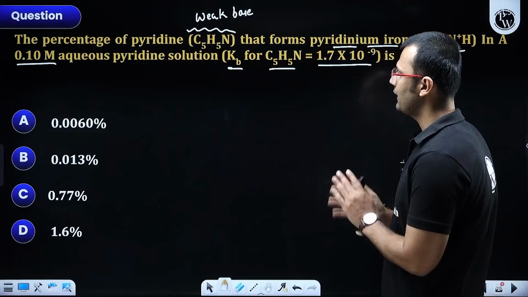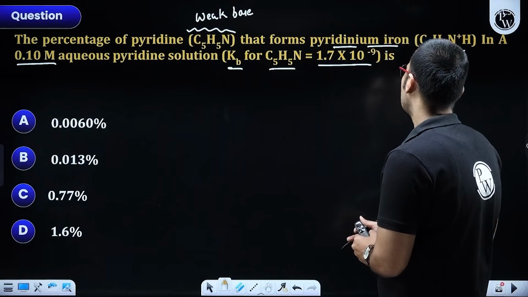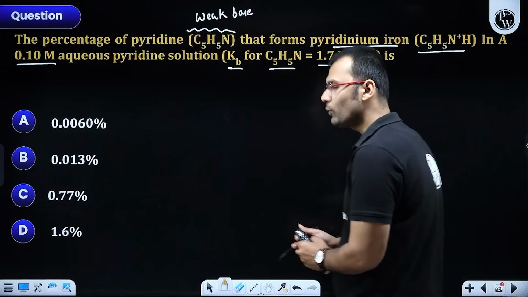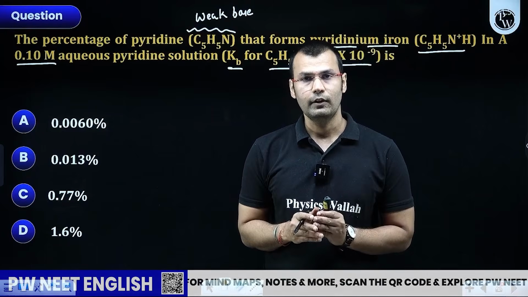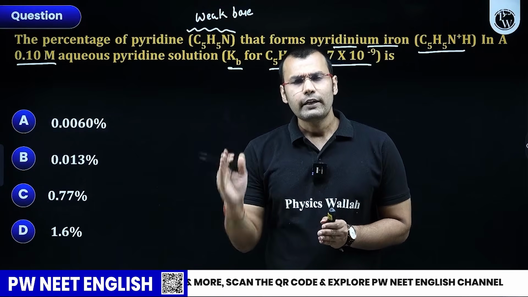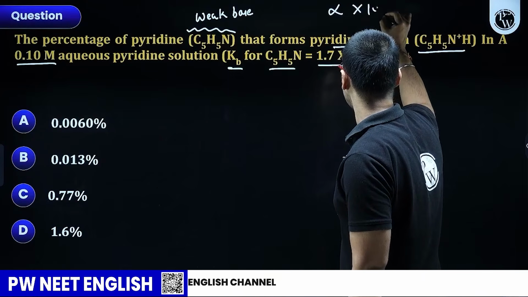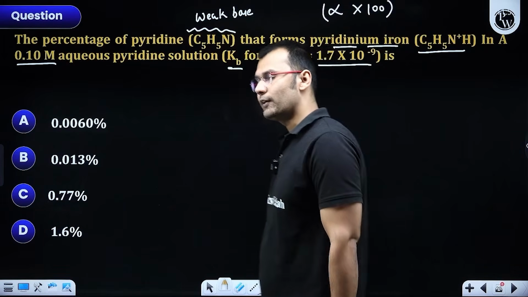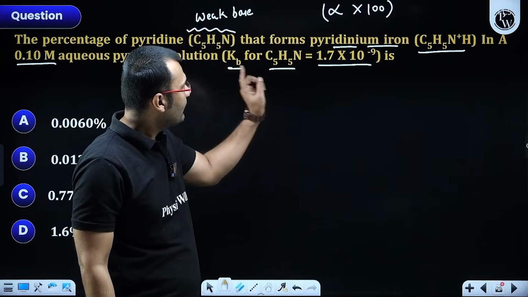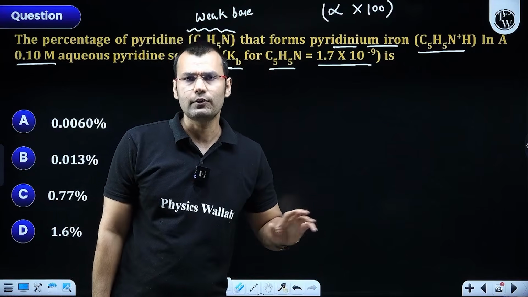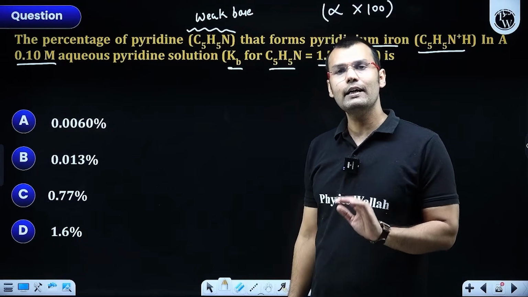If you read the question carefully, they are asking about the percentage of pyridine that forms pyridinium ion, right? Means they are basically asking about percentage dissociation. Students, when you calculate degree of dissociation, which is alpha, and you multiply alpha with 100, that tells you the percentage dissociation. So alpha is degree of dissociation, but alpha into 100 is percentage dissociation. In this case, first we have to calculate alpha.